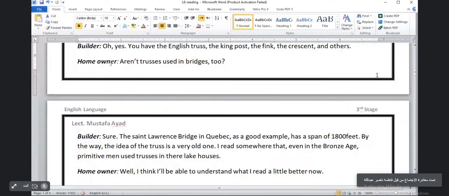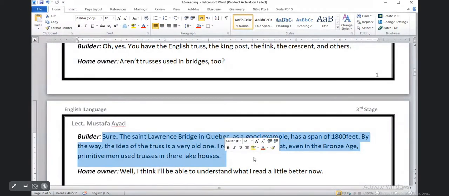Now, the homeowner is asking a question. Aren't trusses used in bridges? Of course, they are used in bridges. But let's hear what the builder says. Now, who would like to read this part?